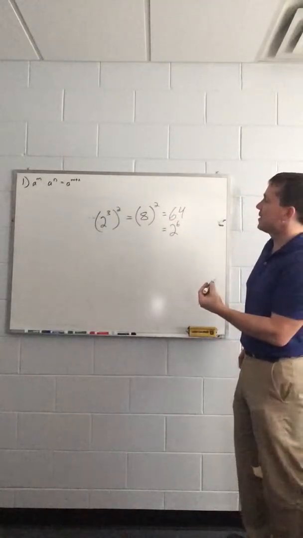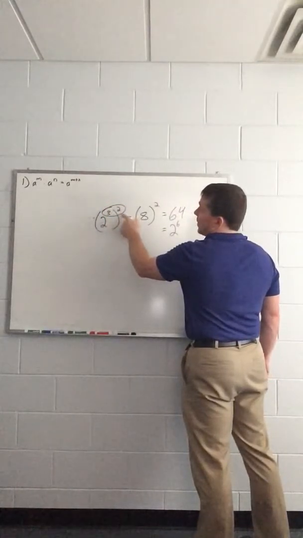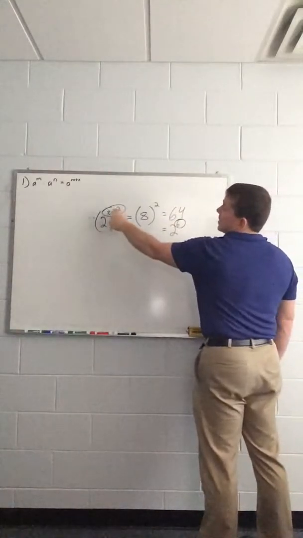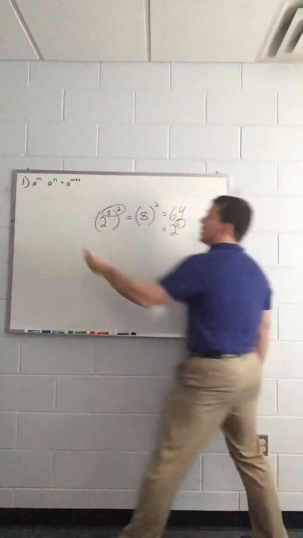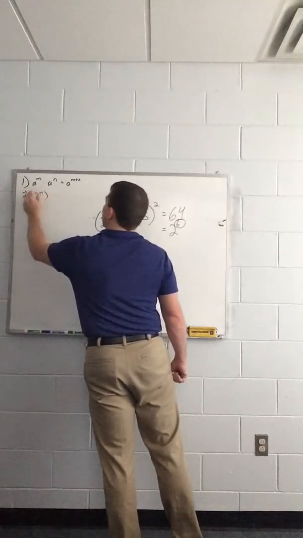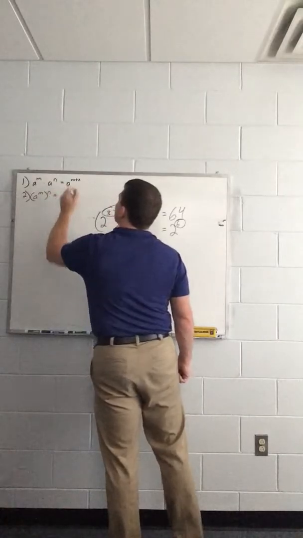And now as far as trying to figure out a rule here, if we raise an exponential to a power, 2 cubed squared, we end up with 2 to the 6th. That's clearly 3 times 2. So, if you take an exponential and raise it to a power, you multiply the powers together.